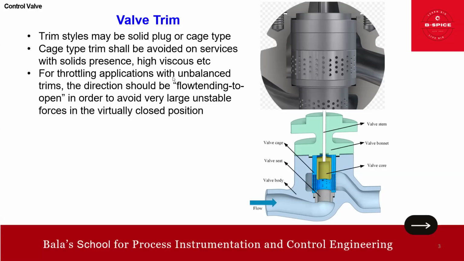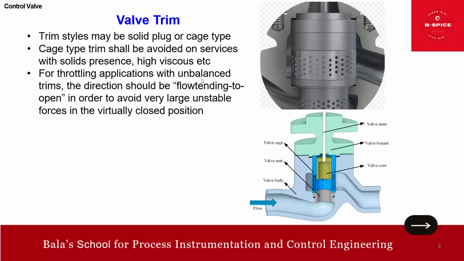Okay. So coming back to this, for throttling application with unbalanced trim, which has a hole actually. Unbalanced means what? There is no hole. So the direction should be flow tending to open. So what is this flow tending to open? It is nothing but, when the fluid passes through and faces the plug here, it gives an opening act to the plug. So this is called flow to open type of application. Okay, flow direction. So that is the point.